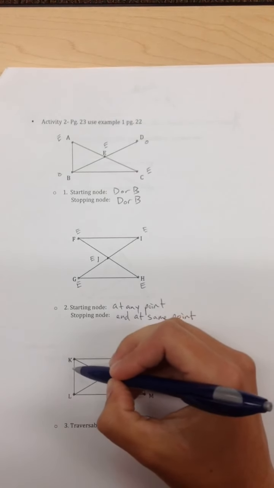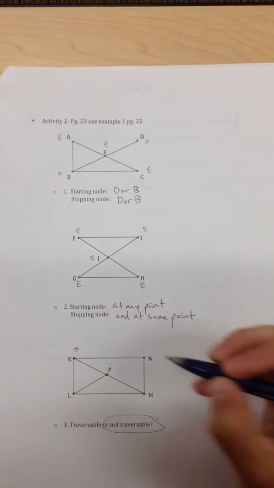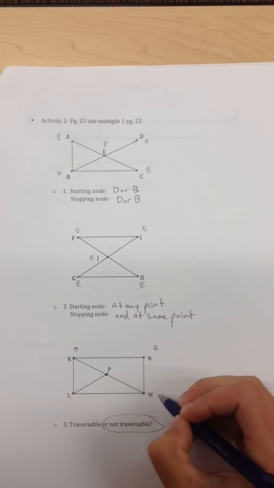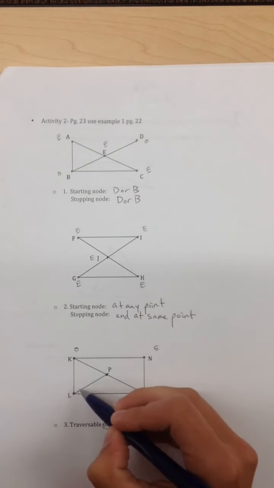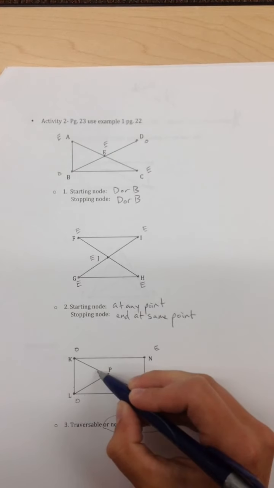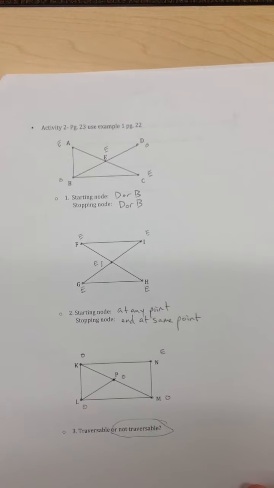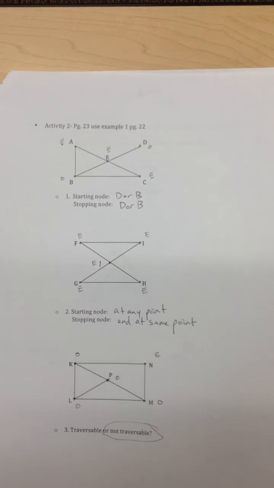If we look at K, you've got 1, 2, 3, that would make it odd. N, 1, 2, even. M, 1, 2, 3, that would be odd. L, 1, 2, 3, that would be odd. And P, 1, 2, 3 coming off of that. So this one has 4 odd nodes, and since it has more than 2 odd nodes, it's no good. 2 odd nodes is okay, but once you hit that third one, it's not traversable. That's a little bit easier than going around and using your pencil. It's a more surefire way of getting it right.